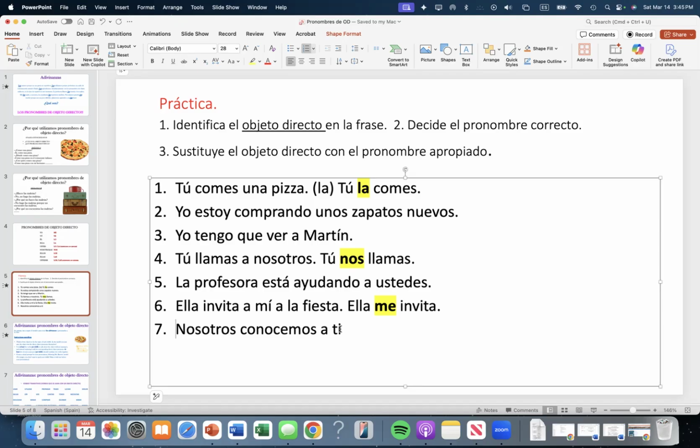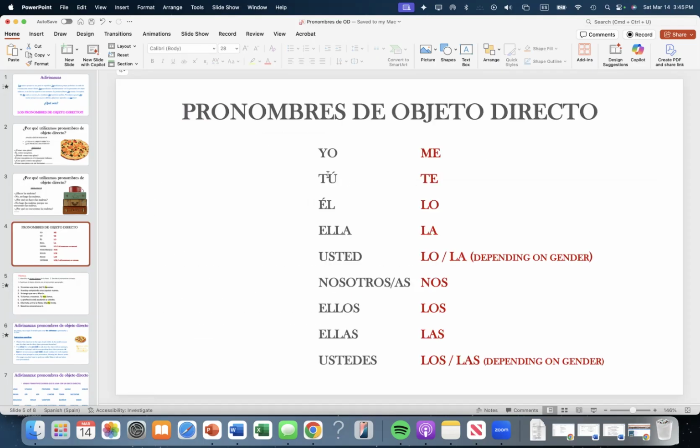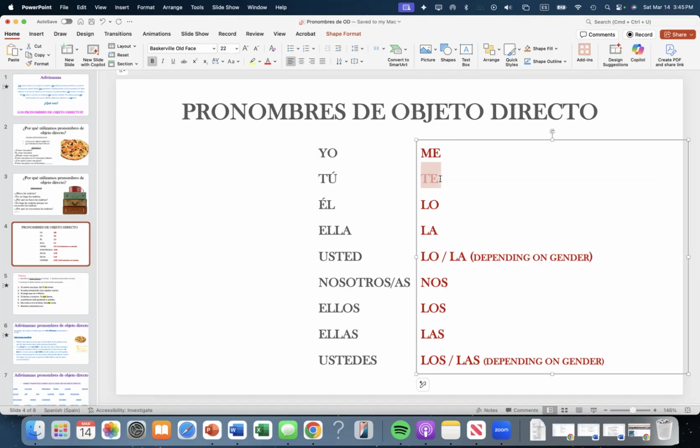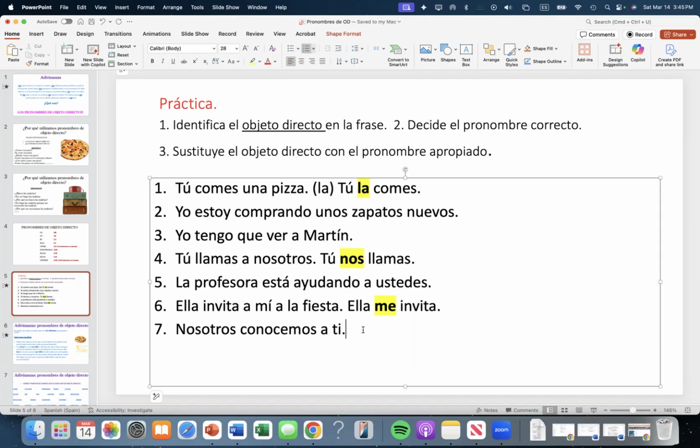Number seven. Nosotros conocemos a ti. So that a ti, that's tú, right? So we know you. You are the direct object. And when you informal is the direct object, we replace it with te. Nosotros te conocemos. All right, so far so good. Okay, so those are examples where we have only one verb.